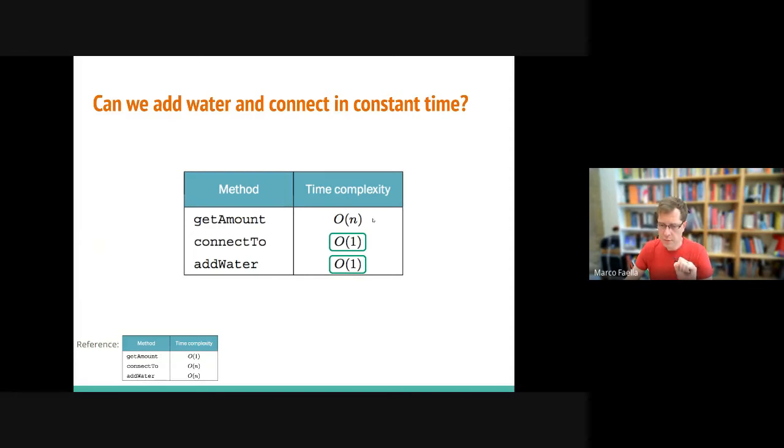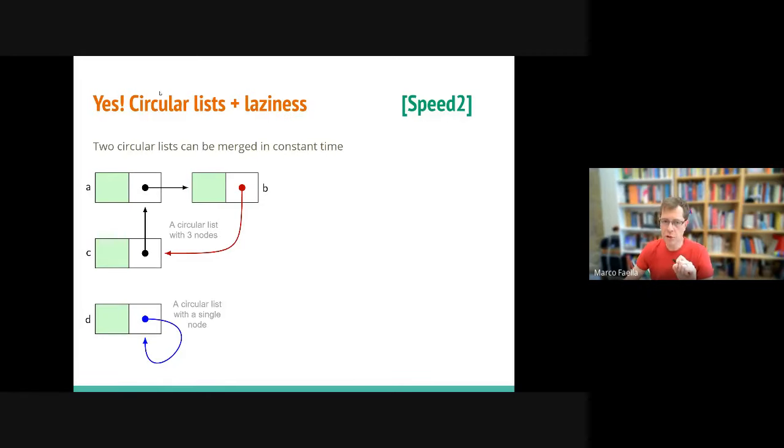And this is a little bit trickier because it's tricky to connect two groups of containers in constant time, but it can be done. And the idea is use something called a circular list and another important computer science idea, which is called laziness. So first of all, circular lists. What are the circular lists?